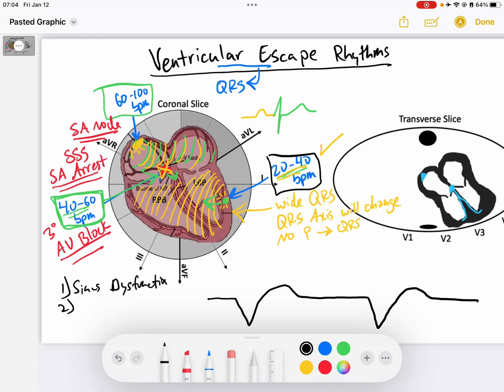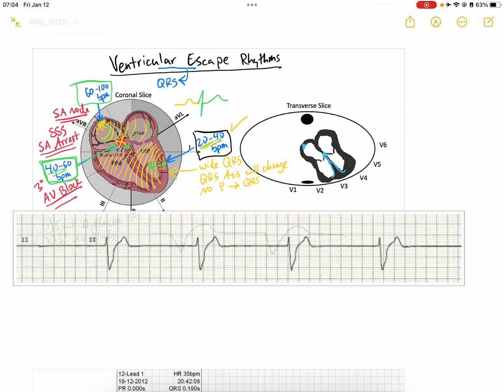Two, we can see it with third degree AV blocks. And that's when you see the ventricular cardiomyocytes are gonna have to take over, and that's our last option. And so ventricular escape rhythms are oftentimes very lethal because 20 to 40 beats per minute might not be enough to sustain perfusion. So let's take a look at a couple examples of a ventricular escape rhythm.